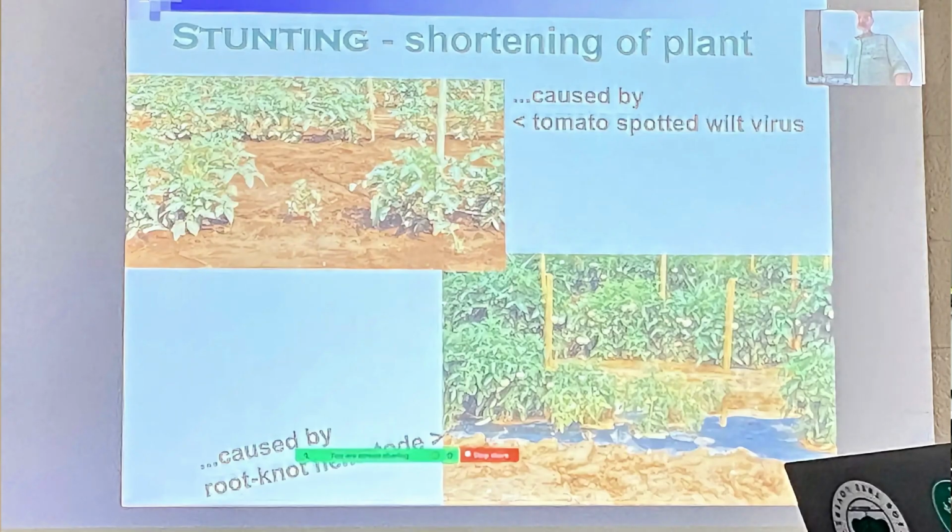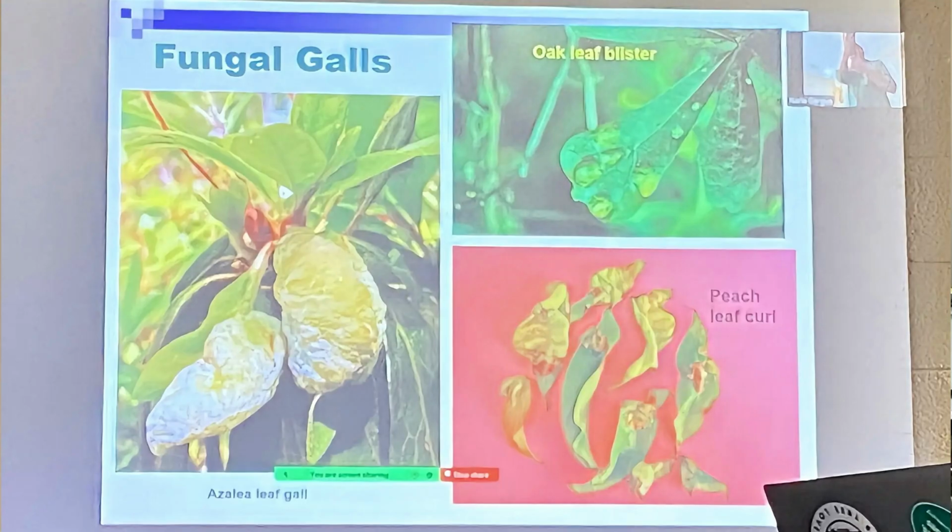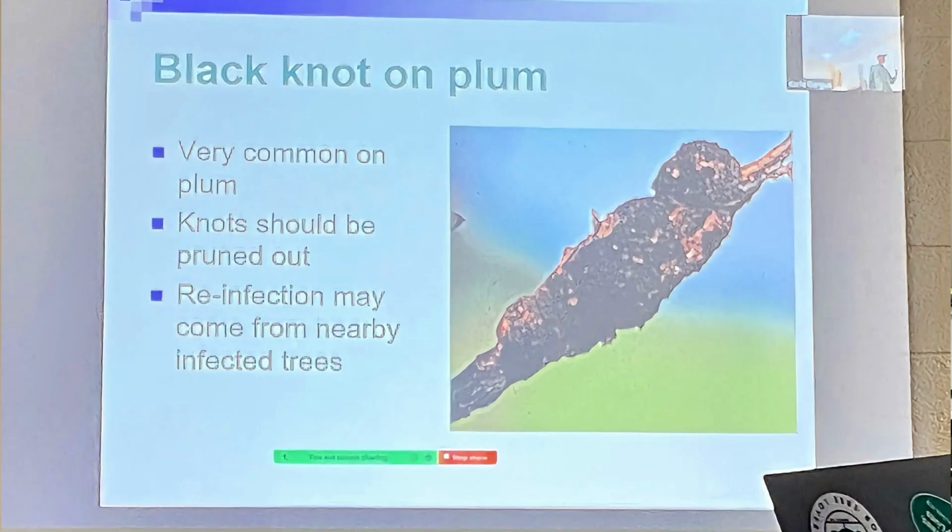Stunting, shortening of plant, caused by tomato spotted wilt virus, caused by root knot. Fungal galls: oak leaf blister, peach leaf curl, and that's an azalea leaf. Black knot on plum, very common on plum. Knot should be pruned out. Reinfection may come from nearby infected trees.